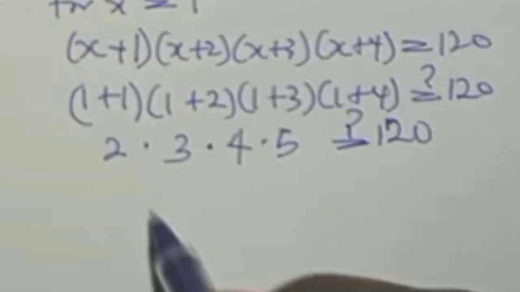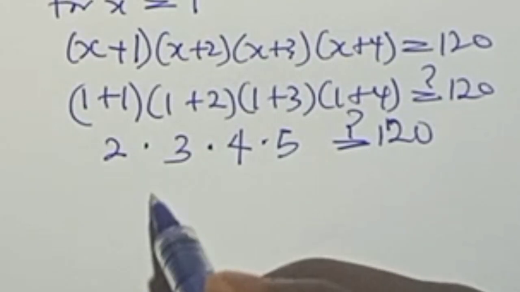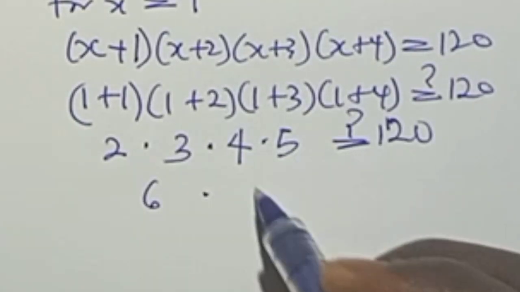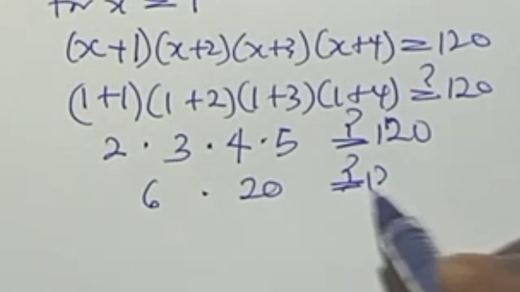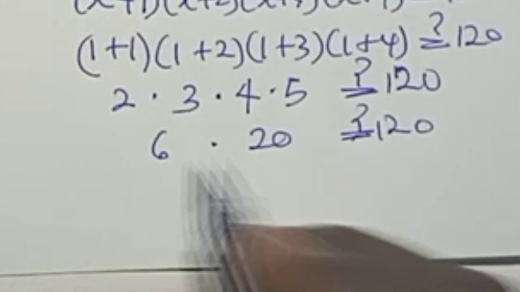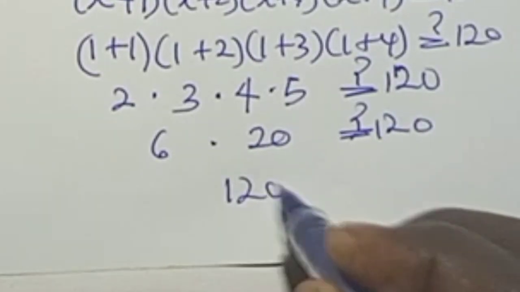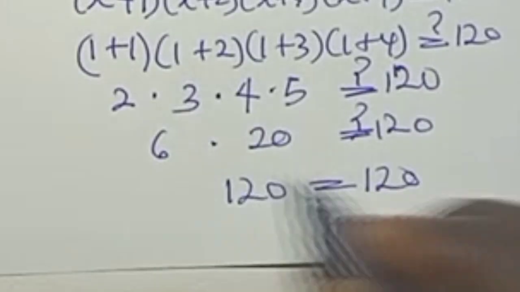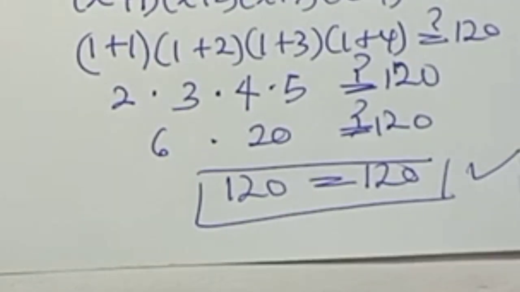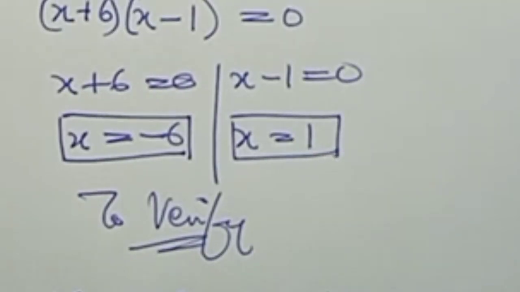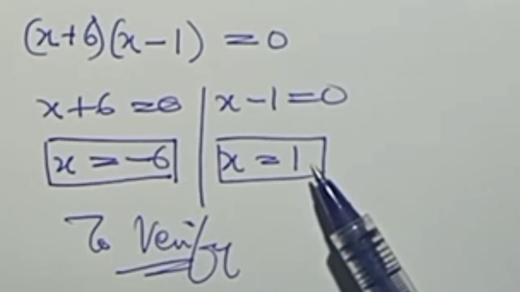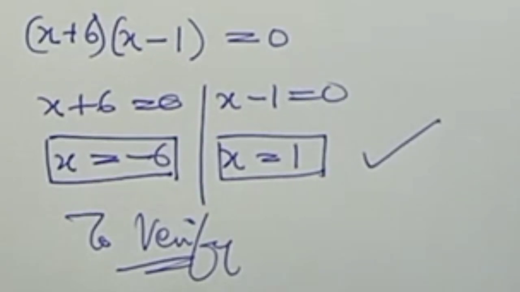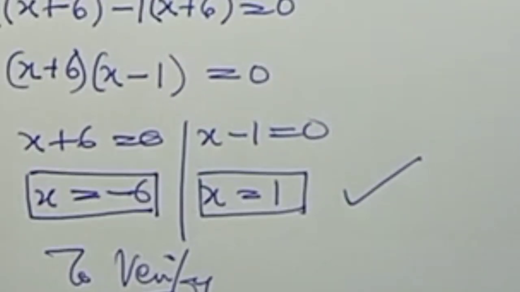So if you multiply this, 2 times 3, that is 6, times 4 times 5 is 20. Can this be equal to 120? So 6 times 20, that is 120, is equal to 120. So it is also true for s equals 1. That is, the values s equals minus 6 and s equals 1 are correct, which are the true natural values of s.